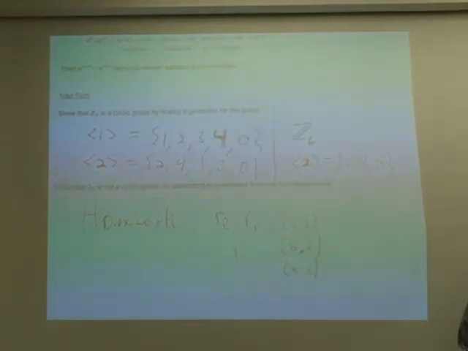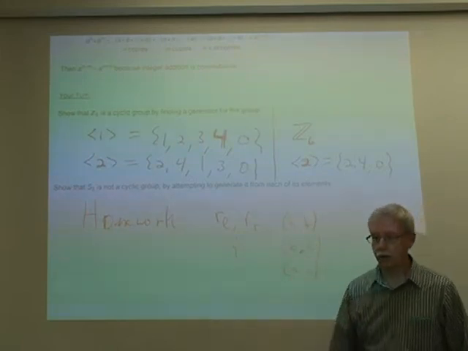I would need an element of order 6 to generate all of S3, right? S3 is a group of order 6. And none of these elements have order 6. Done.